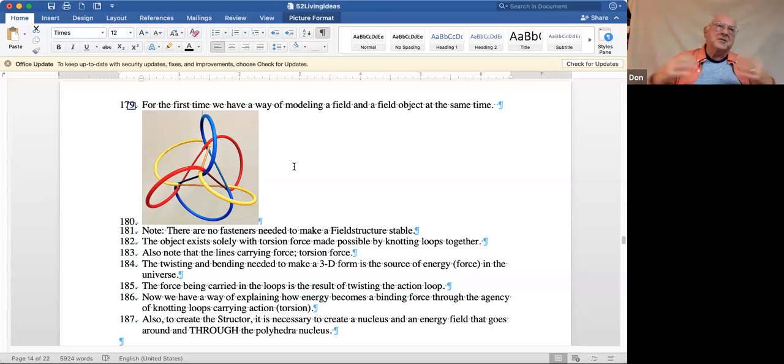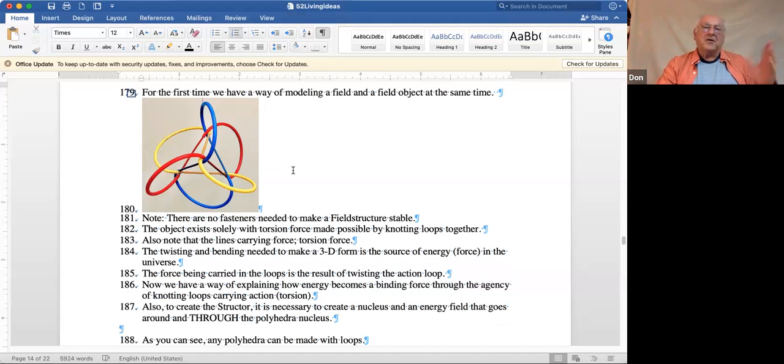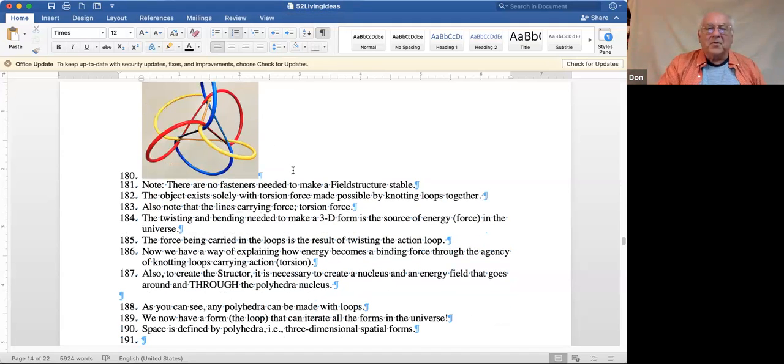And there is an argument for that. But when push comes to shove, what's real are the three loops. What is not real is the polyhedra, which is just an apparition created, a hologram created by these action loops. And the hologram concept is an important thing.